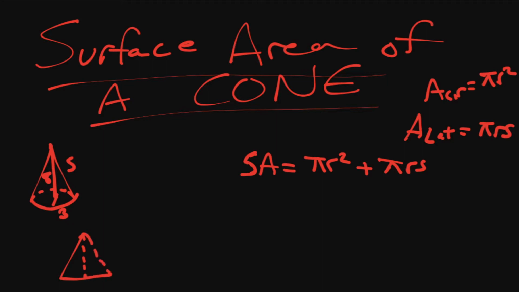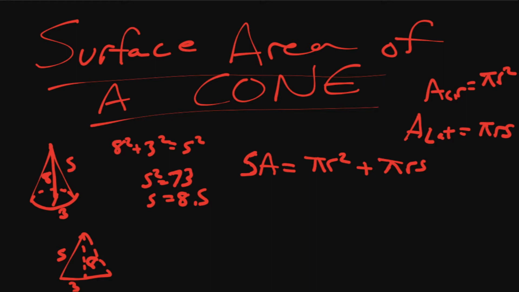a side view, we have 8 here, and we could easily do 8 squared plus 3 squared equals s squared, which is 64 plus 9, so s squared equals 73. So s is about 8.5.